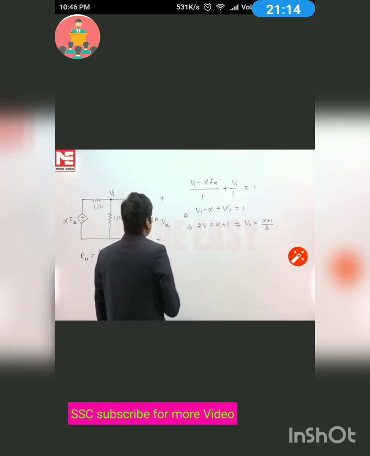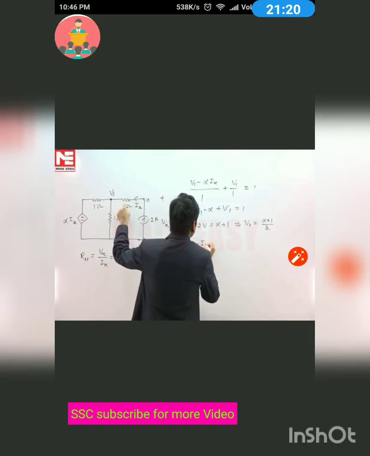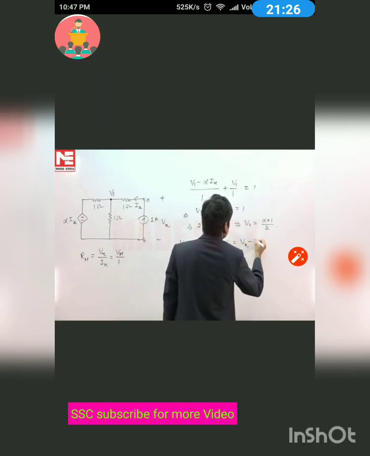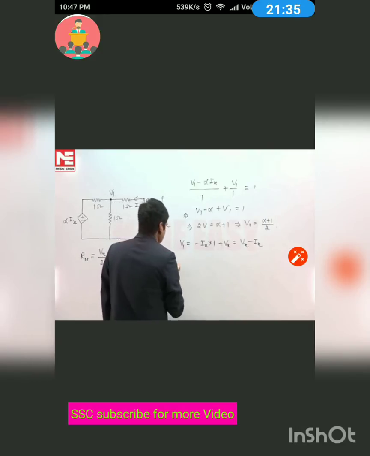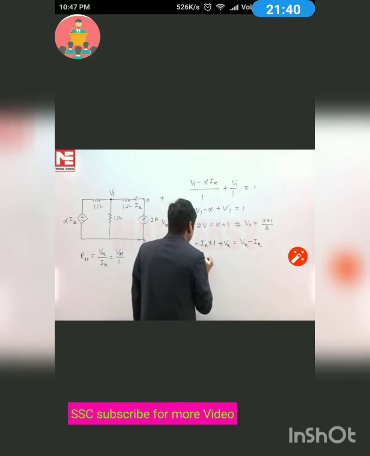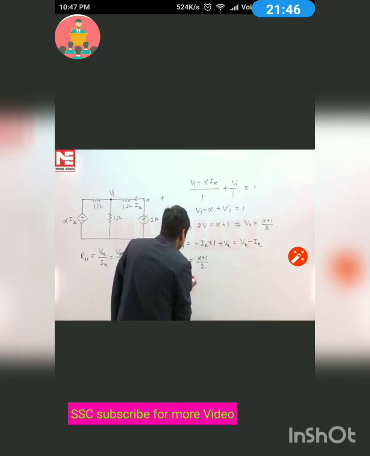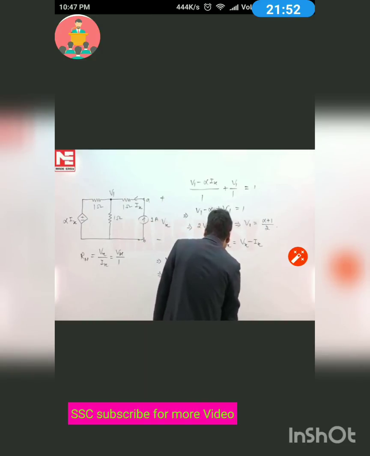Now V1 can be written as basically V1 is equal to minus Ix into 1 plus Vx, so we can write it as Vx minus Ix. Putting this value of V1, Vx minus Ix is equal to alpha plus 1 by 2. But Ix is equal to 1, so Vx is equal to 1 plus alpha plus 1 by 2. This is equal to 2 plus alpha plus 1 by 2, that is alpha plus 3 by 2. It is the value of Vx.